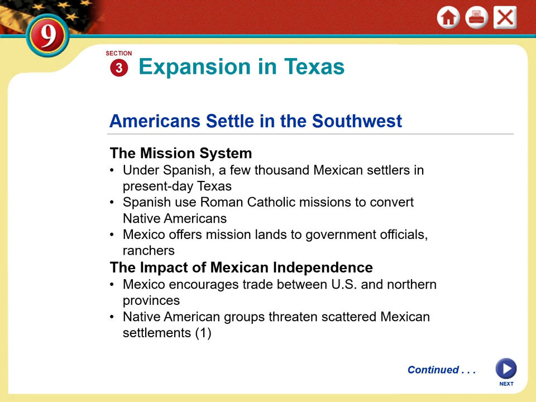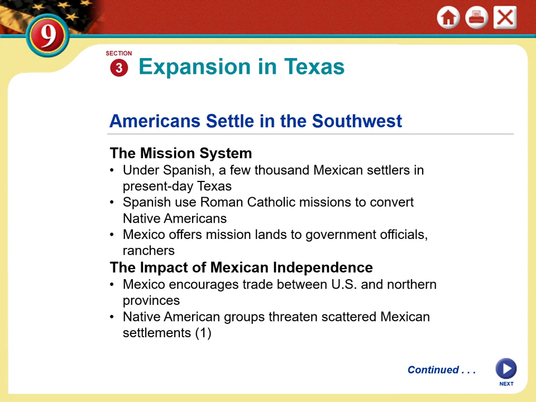Now, as we begin talking about American settlement in the Southwest, let's go back a little bit. While the Spanish were colonizing the Western Hemisphere, remember that it began with the West Indies. The conquest of Mexico from the Aztecs dates back to Cortez in the mid-1600s. And once the Aztecs were conquered, Mexico became a colony of Spain. The northern part of Mexico was sparsely populated.